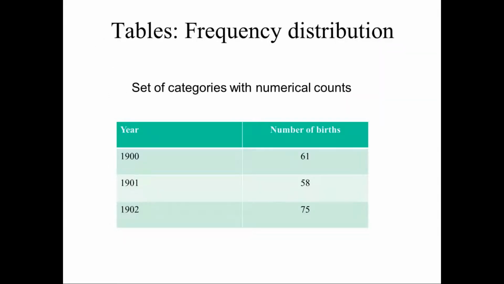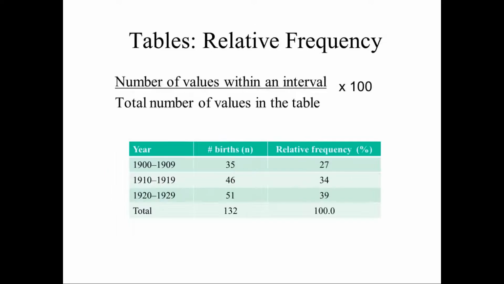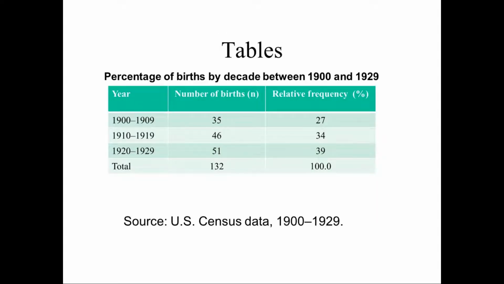Table frequency distributions usually have sets of categories with numerical counts. Here's an example. Tables can also have relative frequency. Here's another example. The year, the number of births, and the relative frequency of it occurring. As you can see in the third column, all of that adds up to 100%. Also, here's an example of percentages of births by decade.